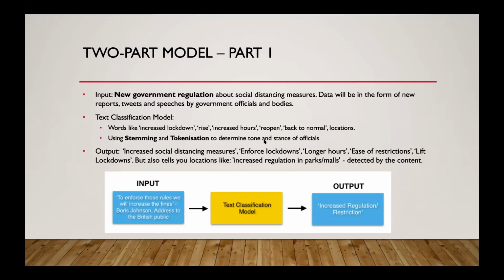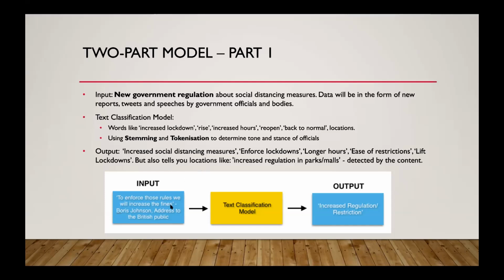And what the model will do is output a result saying that what they've now enforced will lead to either increased social distancing measures or decreased social distancing measures. And the model will use stemming and tokenization to determine the tone and stance of officials by picking out words like increased lockdown, rise, increased hours, reopen, that sort of thing.